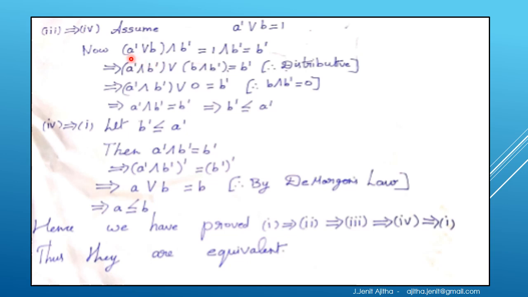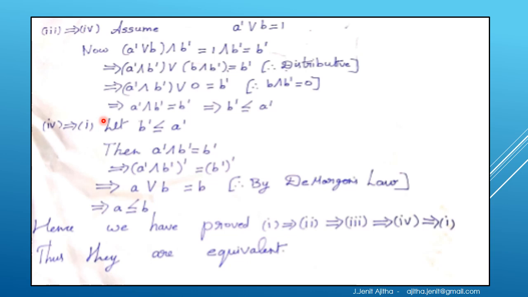Now apply the distributive property. A complement meet B complement join B meet B complement is equal to B complement. B meet B complement is equal to 0. So we'll get A complement meet B complement equal to B complement. So that is nothing but B complement is related to A complement.